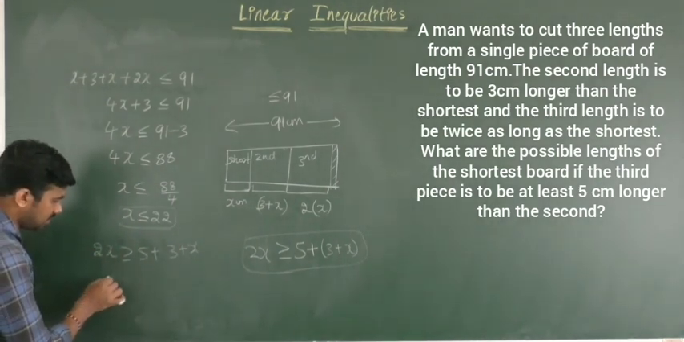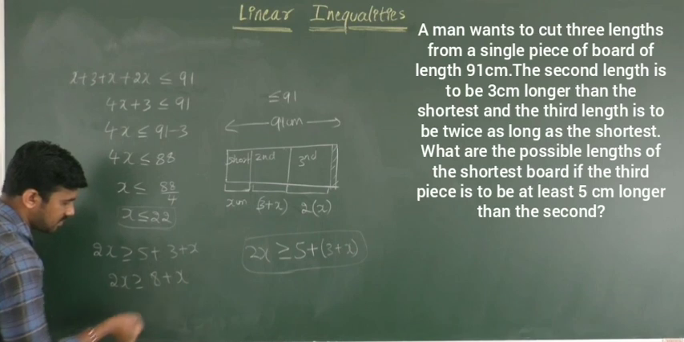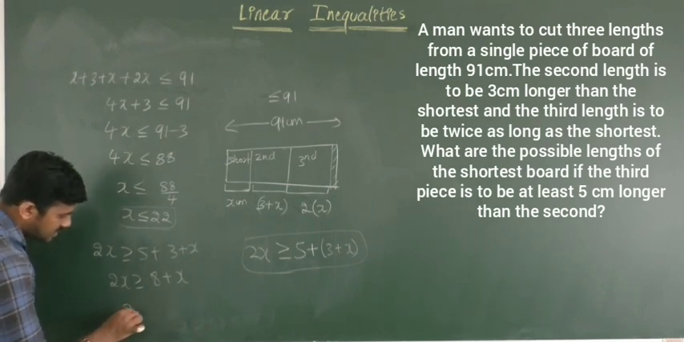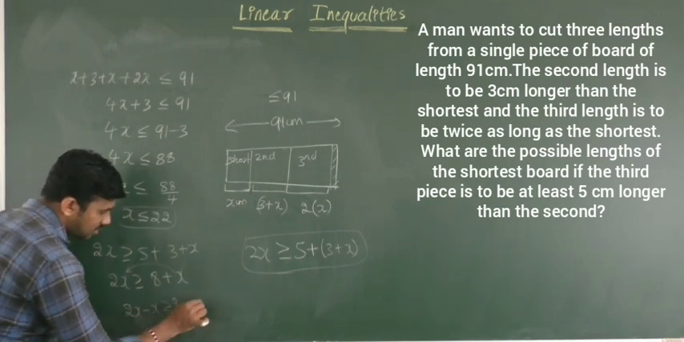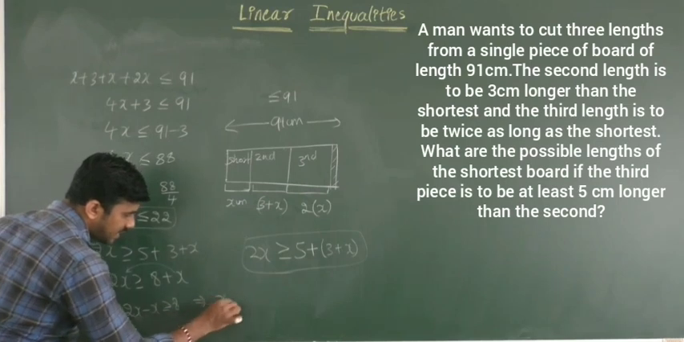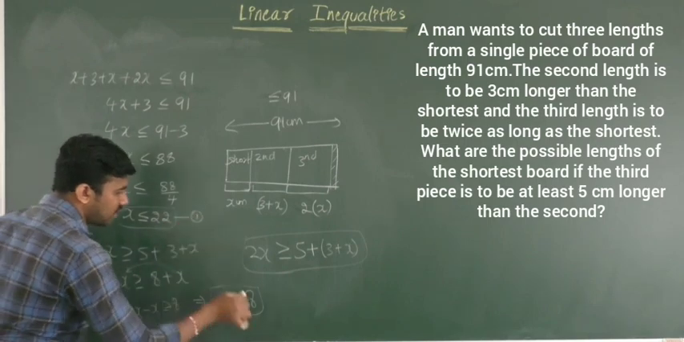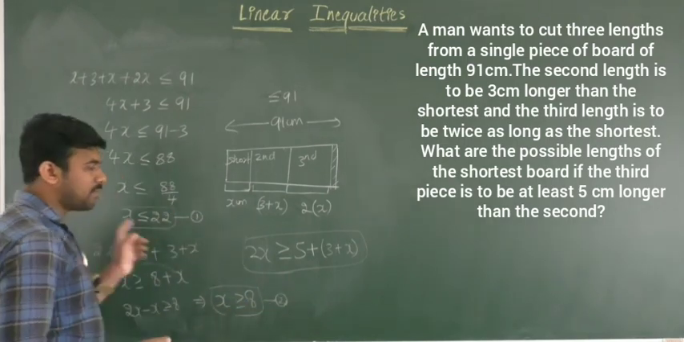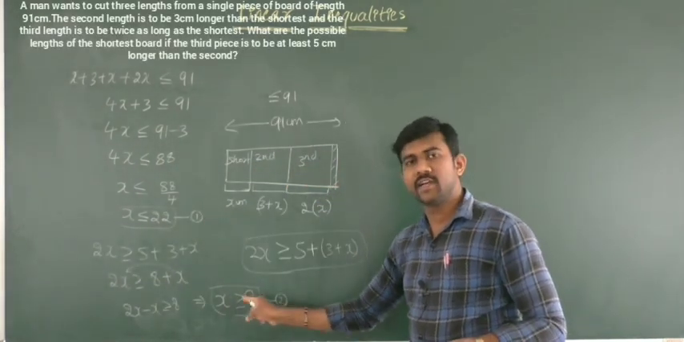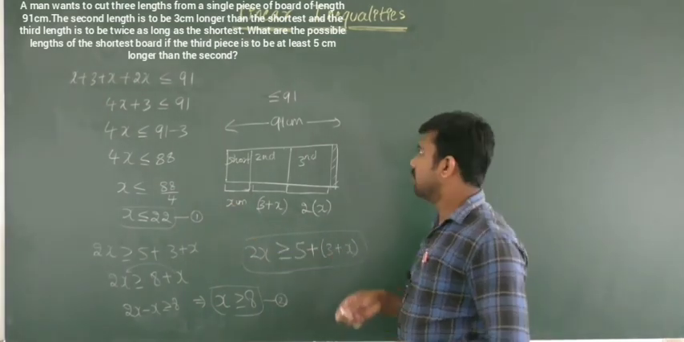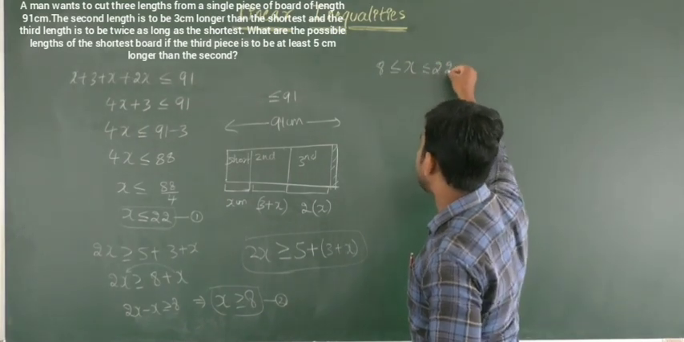See here, 2x greater than or equal to 5 plus 3, means 8 plus x. So bring this x to the other side, we'll get 2x minus x greater than or equal to 8, and 2x minus x is nothing but x greater than or equal to 8. So we'll consider this as condition number 1, and this condition number 2 we got. By using the first and second condition, we can say x is greater than or equal to 8, less than or equal to 22. Means x is in between 8 and 22.